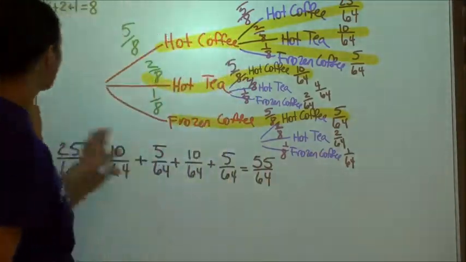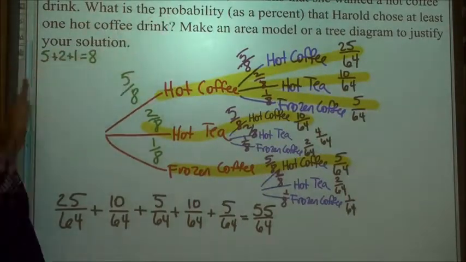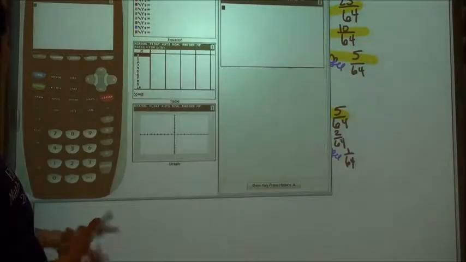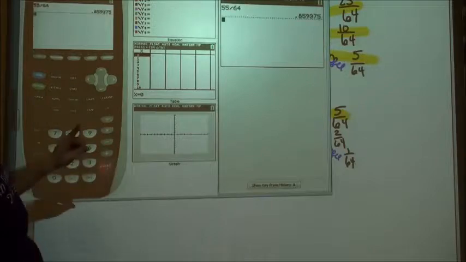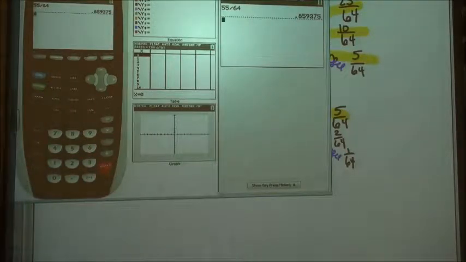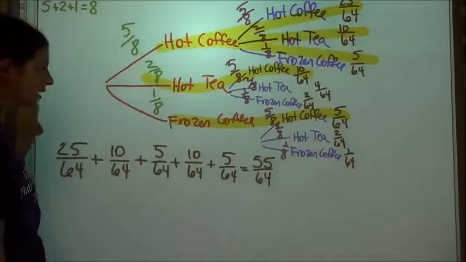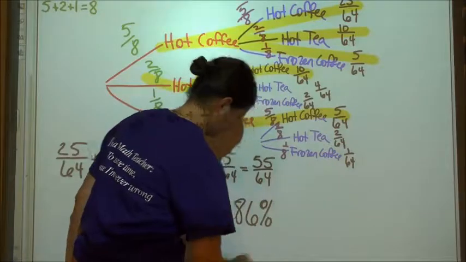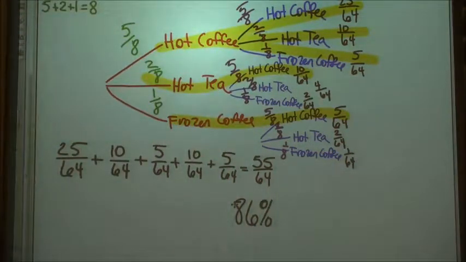Now hopefully you caught me say that as a percent, so 55 out of 64, we need to figure out what percentage that's going to be. So we take 55, we divide it by 64, which is 0.859375. If you move the decimal place over 2 spots, it's going to be 86%. So remember, we multiplied to get our probabilities of the ands, and then we added all the different probabilities that go together.